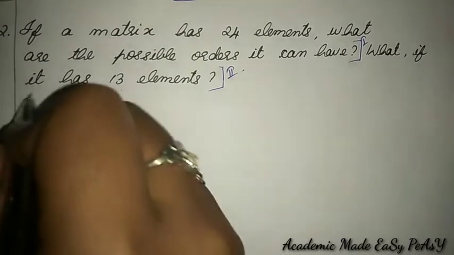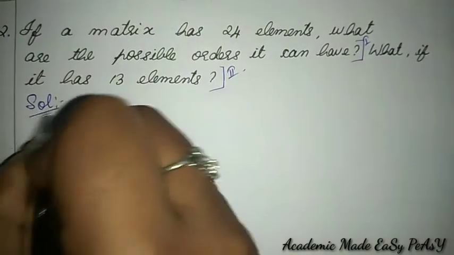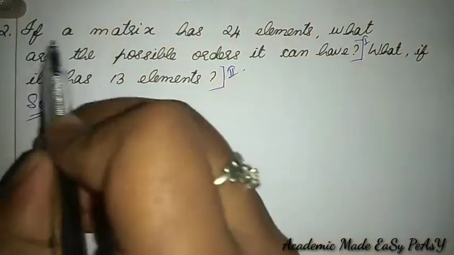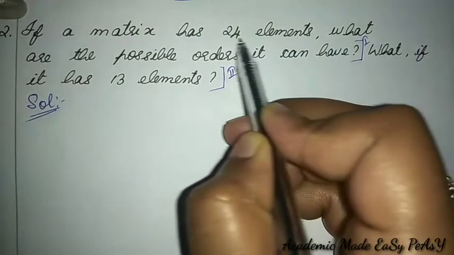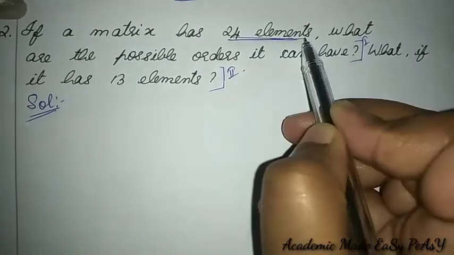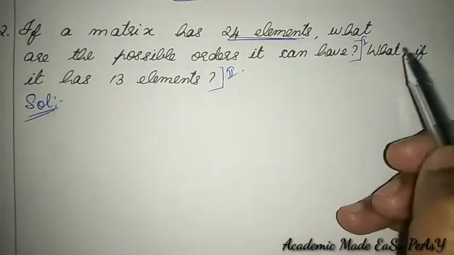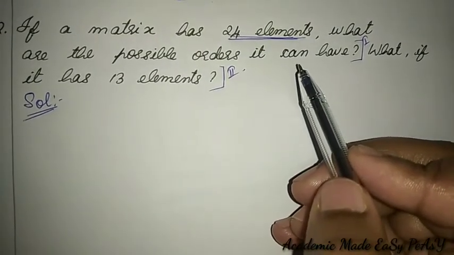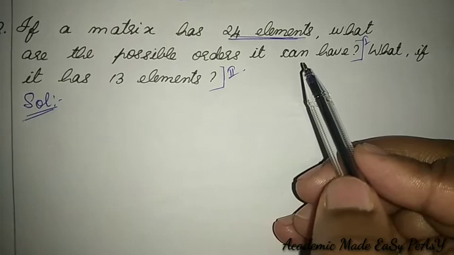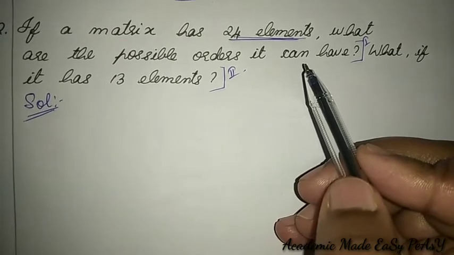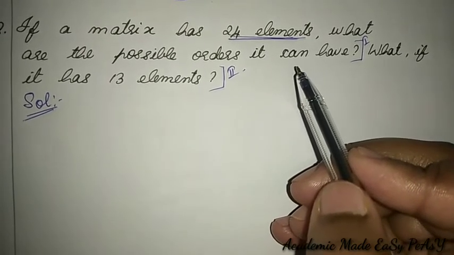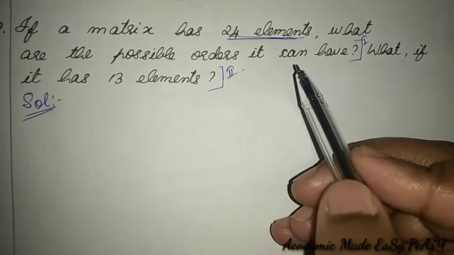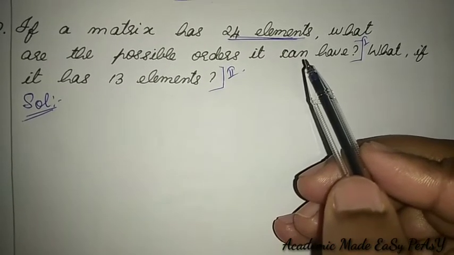Okay. So now the solution. With the first part, we'll go first. What they have said is that if a matrix has 24 elements, that is, the total number of elements is 24, what are the possible orders? In the previous question, we learned the first subdivision with the order of a matrix and the second subdivision with the number of elements. Now the second subdivision is given and we have to find the first subdivision. Just imagine it like that and do it.